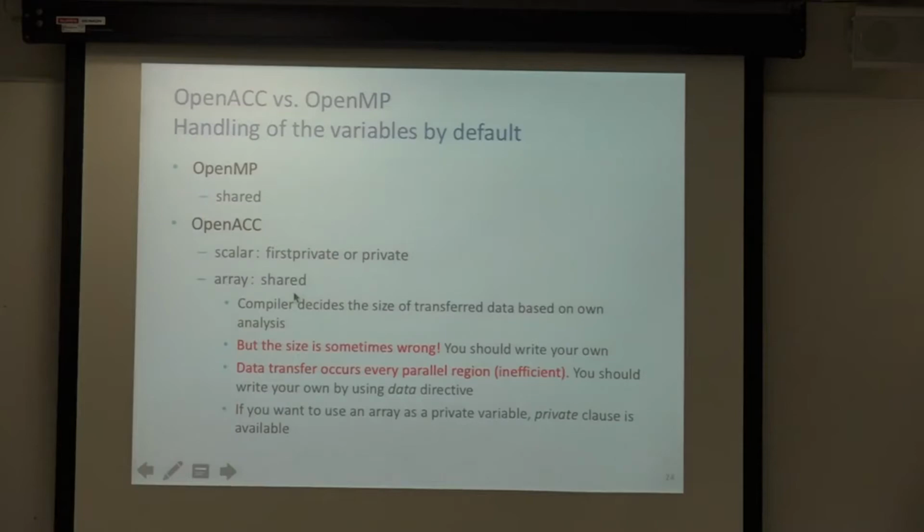By default, the compiler decides the size of transferred data based on the compiler's analysis. But the size of data is sometimes wrong. So you should write your own. In addition, data transfer occurs at every parallel region. That is very inefficient, so you should write your own. If you want to use an array as a private variable, you can specify that by using the private clause.